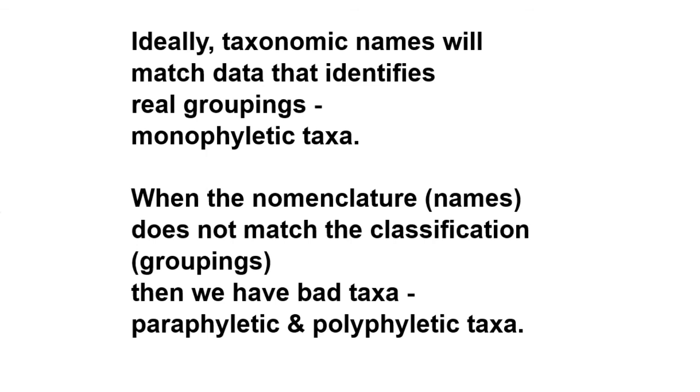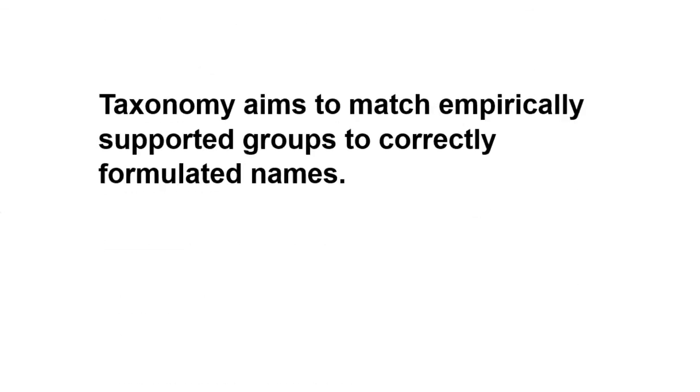Ultimately, our goal is to have good taxonomy, good groups that match what we know about the history of that organism. So taxonomy aims to match empirically supported groups to correctly formulated names. We want our names to match what we believe the relatedness is amongst groups. So I hope that explains how we make groupings, why some groups are better than others, why some names are better than others, and why it's important for us to avoid some of those mistakes.